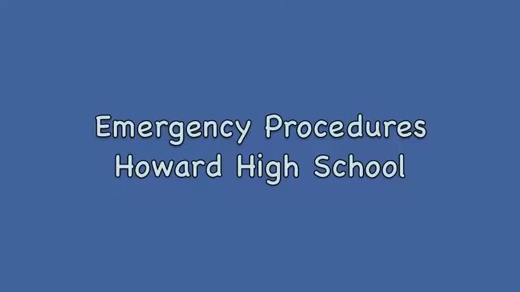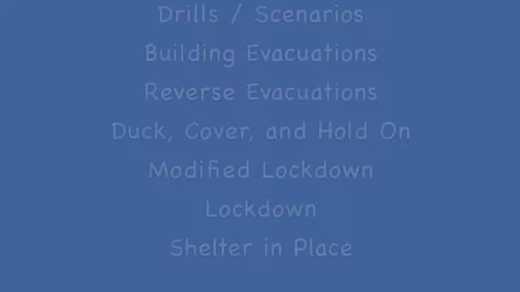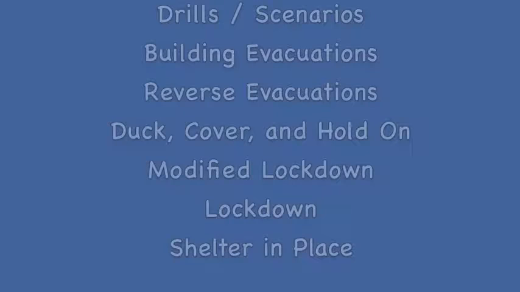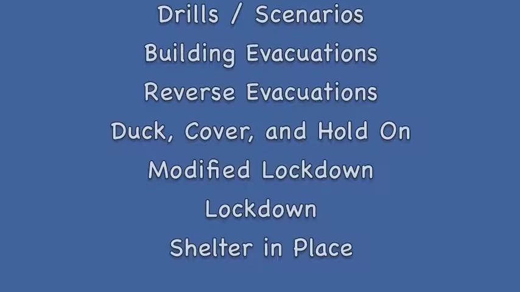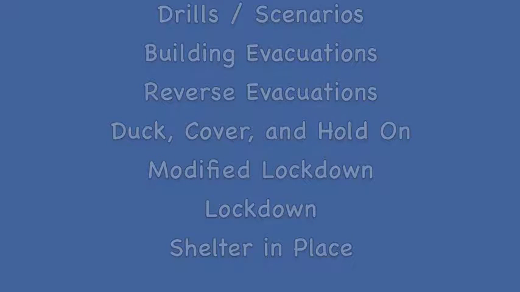This video will review important emergency procedures that may need to be implemented while at school. We will show examples of a couple of drills to review all key procedures that need to occur. These drills include building evacuations, reverse evacuations, duck, cover and hold on, modified lockdown, lockdown, shelter in place, including severe weather shelter in place. Each of these drills could be used in multiple scenarios that will be discussed shortly. There will be brief scenarios shown along with the proper procedures to follow.